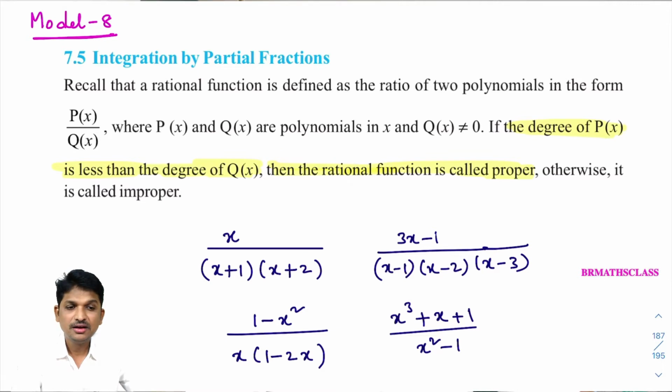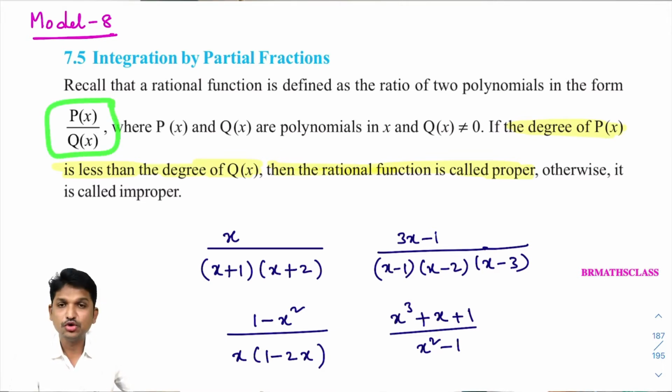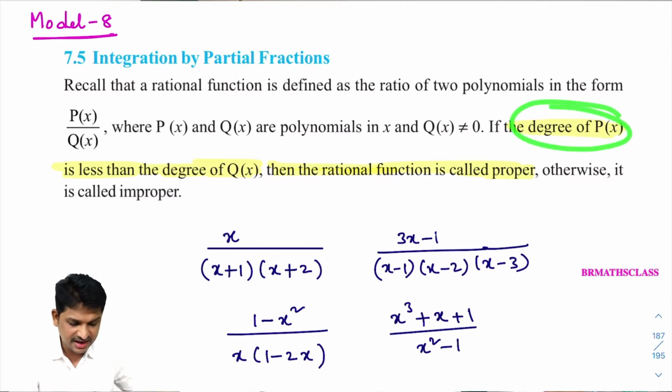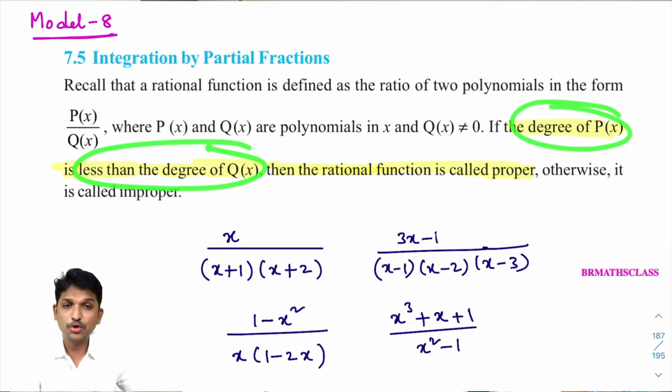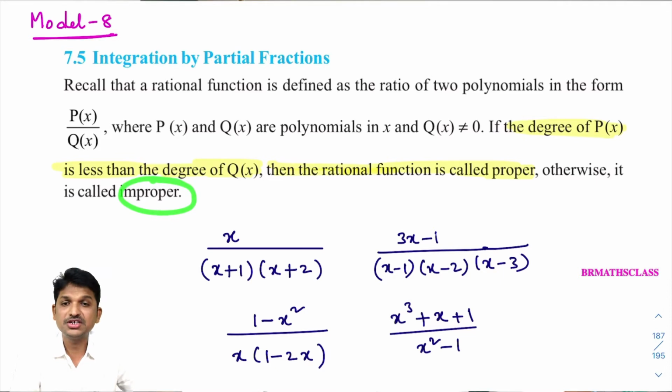So this is the example for an improper rational function. So we learned what a rational function is. A function of the form p of x by q of x, where p of x and q of x are polynomial functions and q of x is not equal to 0, is called a rational function. It is a proper rational function when the degree of the numerator is less than the degree of the denominator. It is an improper rational function when the degree of the numerator is greater than or equal to the degree of the denominator.